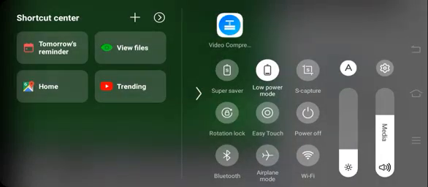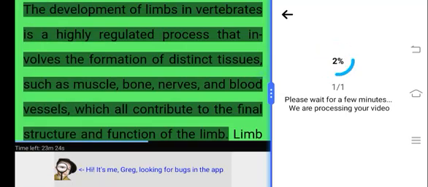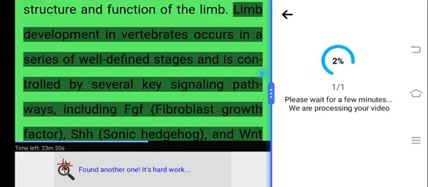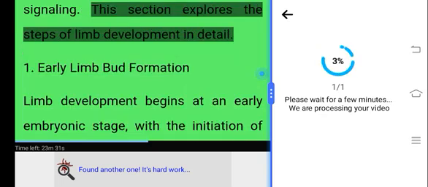Limb development in vertebrates. The development of limbs in vertebrates is a highly regulated process that involves the formation of distinct tissues, such as muscle, bone, nerves, and blood vessels, which all contribute to the final structure and function of the limb. Limb development in vertebrates occurs in a series of well-defined stages and is controlled by several key signaling pathways, including FGF (fibroblast growth factor), sonic hedgehog, and WNT signaling. This section explores the steps of limb development in detail.